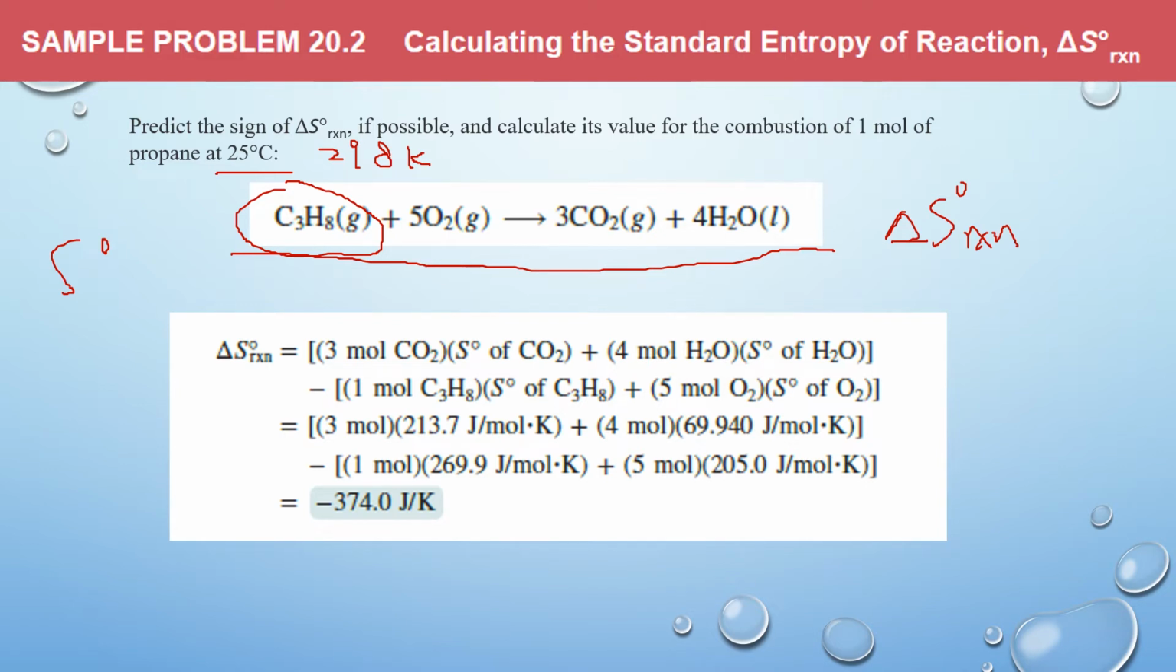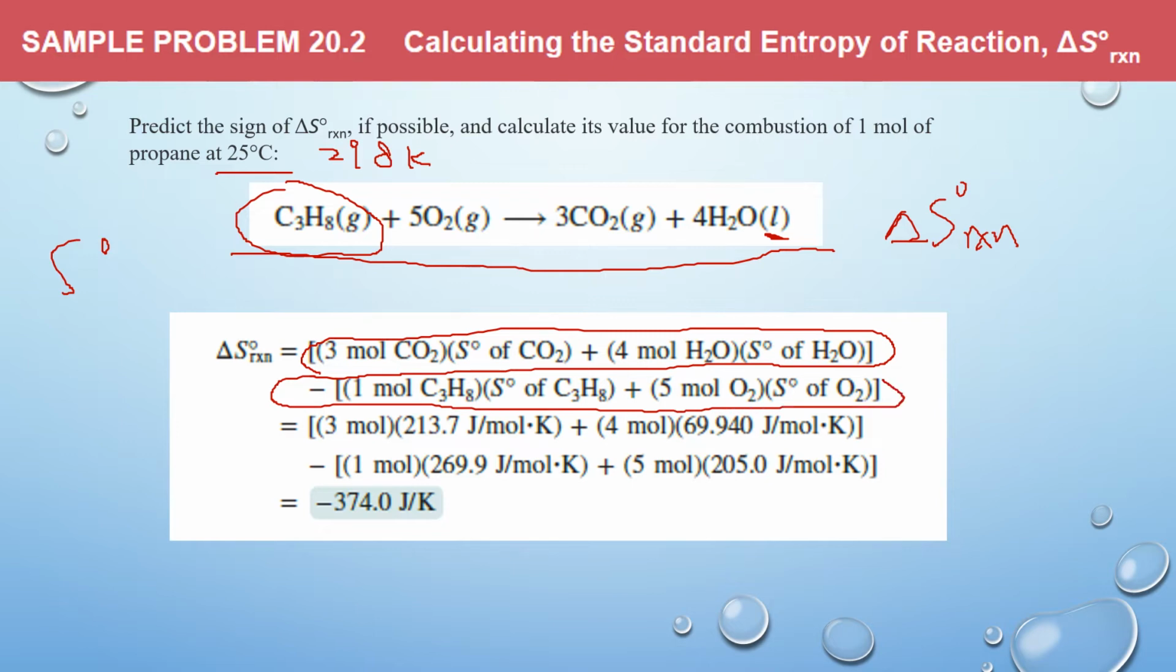For your products, you have 3 moles of carbon dioxide and 4 moles of water in the liquid phase. Pay attention, this is a liquid. Inside this first bracket, you have the sum of the entropy for all your products. Then minus the total of your reactants, that is 1 mole of propane and 5 moles of oxygen. Looking for those values in the table and substituting the numbers into the equation, you end up with negative 374 joules per Kelvin.